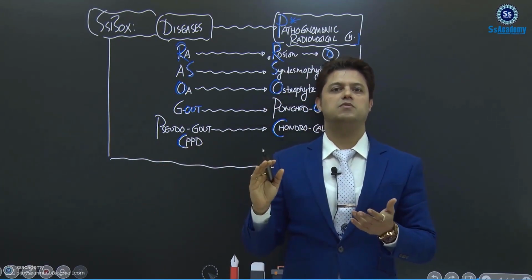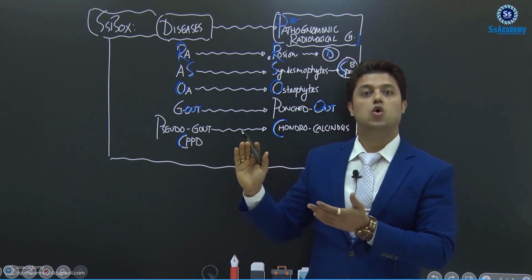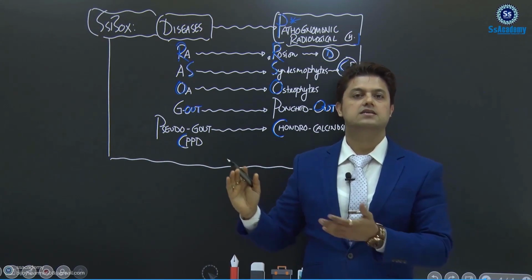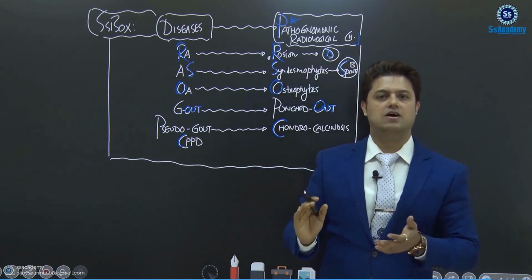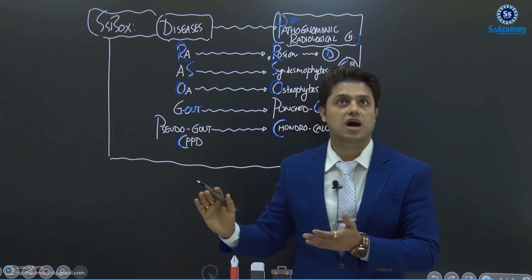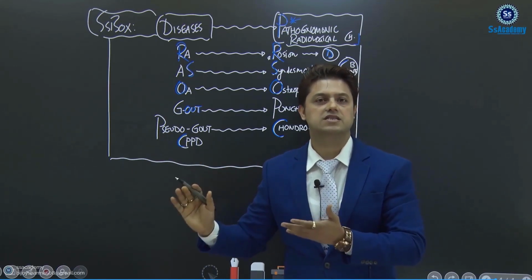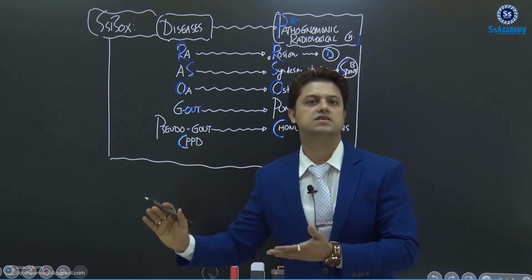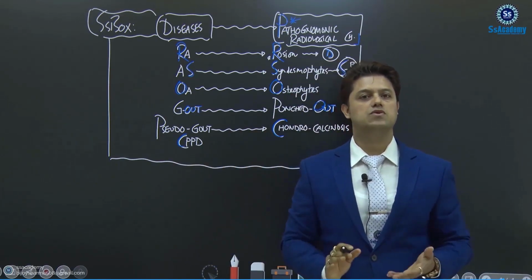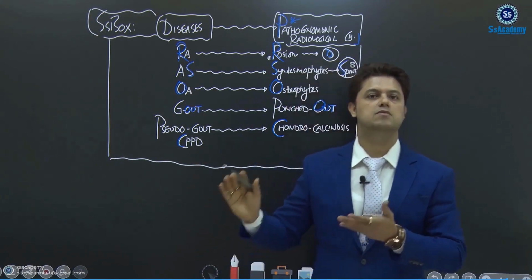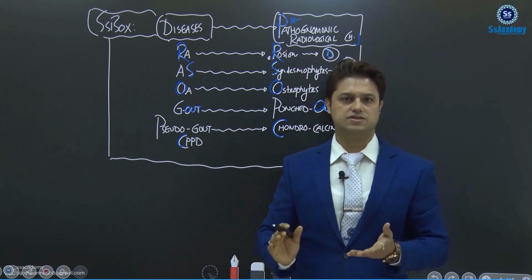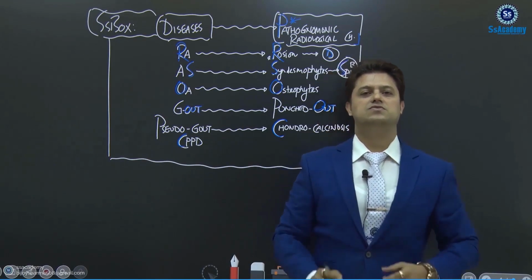Spondylitis, syndesmophytes and spine. Osteoarthritis, osteophyte. Gout, punched out, and last, pseudogout is a CPPD, C for calcium, C for chondrocalcinosis, C for CPPD, calcium, chondrocalcinosis, my dear. Just read them, my dear, 3, 4, 5 times.